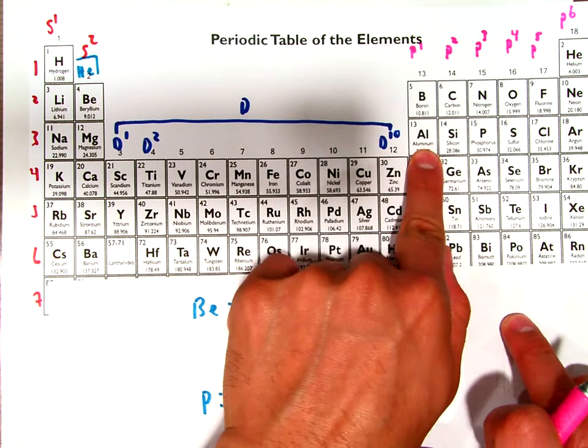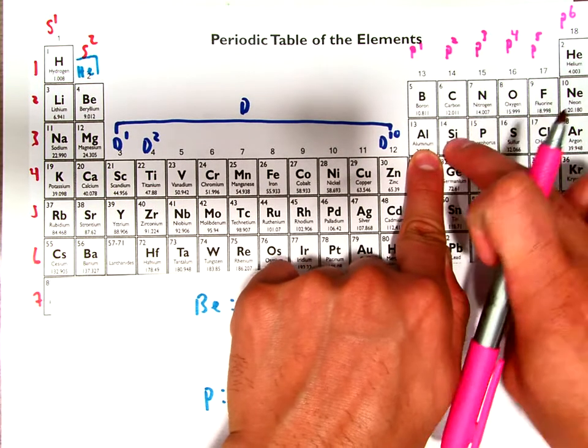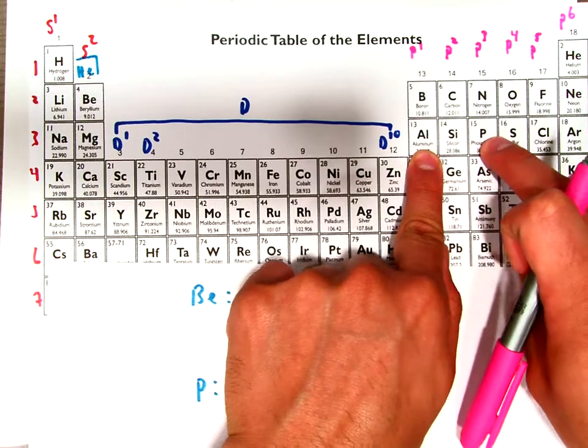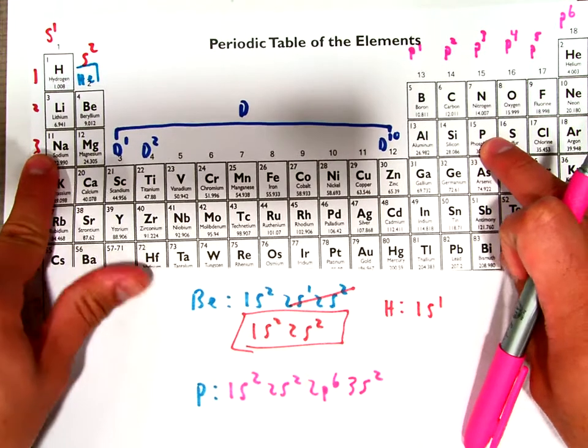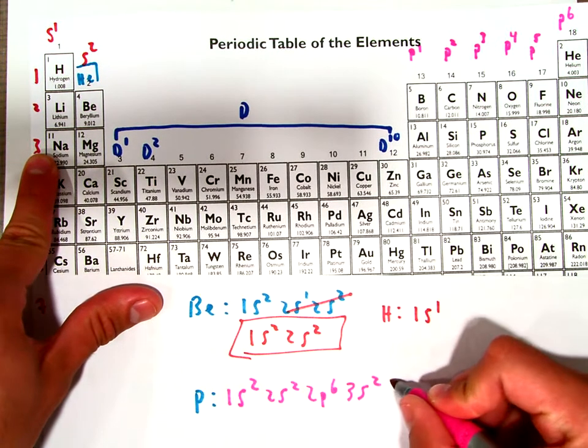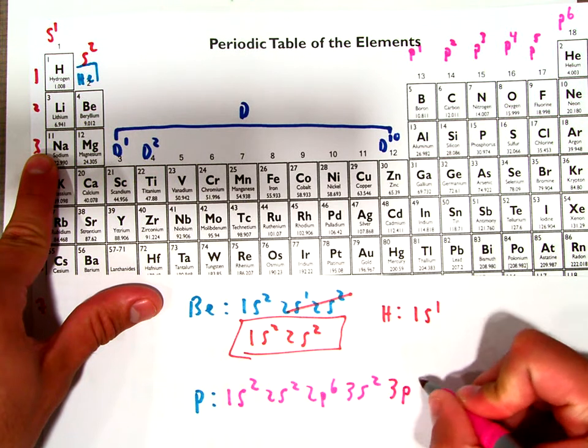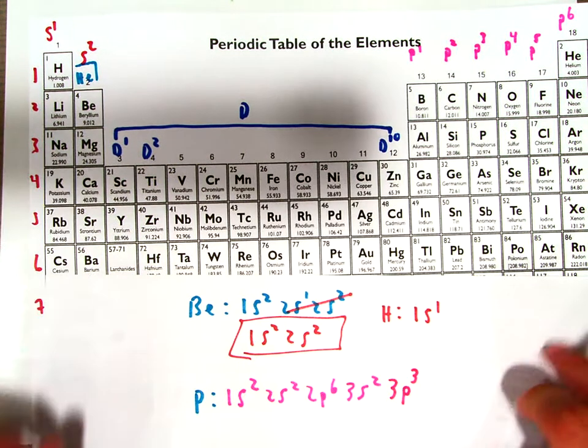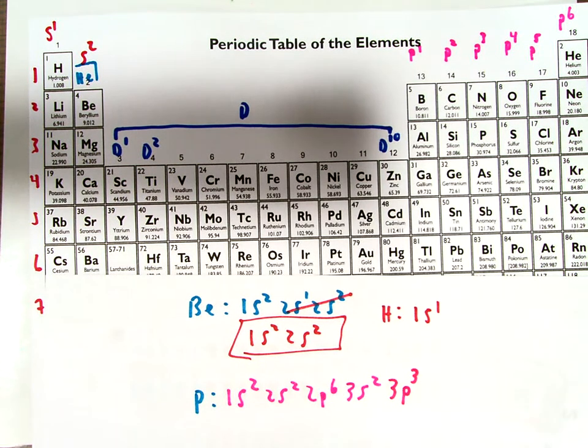We get to here. That's filled up. That's filled up. That's filled up. What are we left with? 3. Go up. P3. 3p3. That's the configuration for phosphorus.